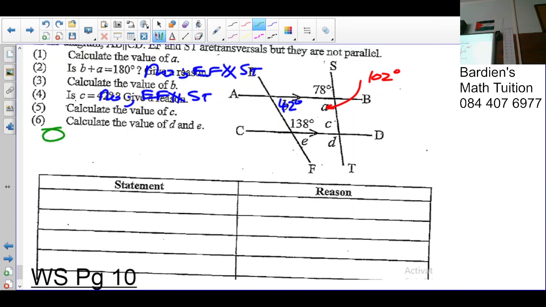Number 5, C plus 102 is equal to 180, co-interior, with AB being parallel to C. Remember, when we're using corresponding, co-interior, or alternate angles, we must say which lines are parallel.